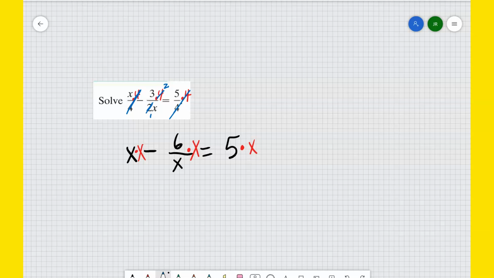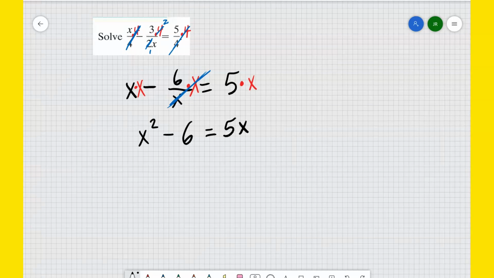Okay, the x on the bottom and that x right there, they cancel out. So what do I have? x times x gives me x squared, minus, since the x is canceled, that's going to be 6. And that's going to equal 5 times x is 5x.